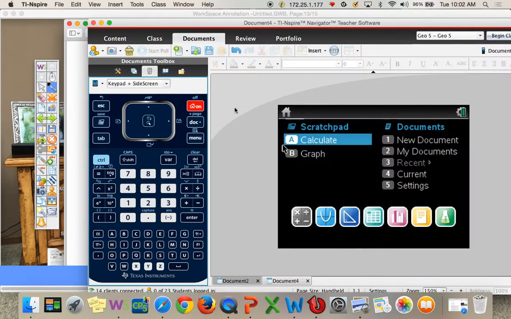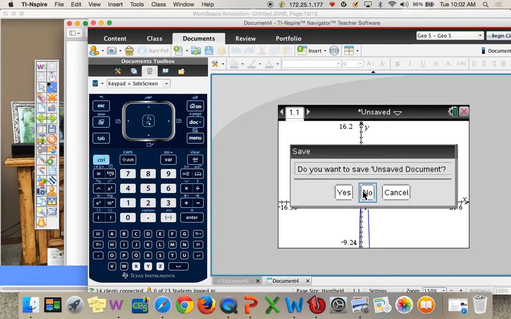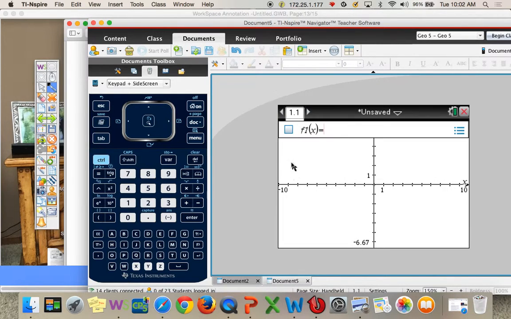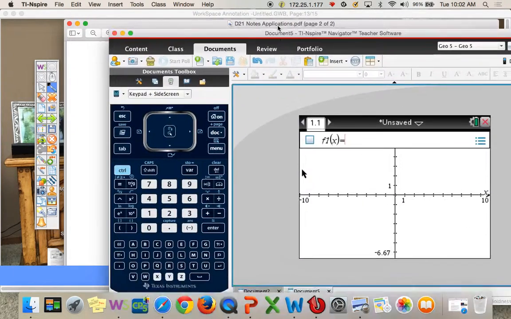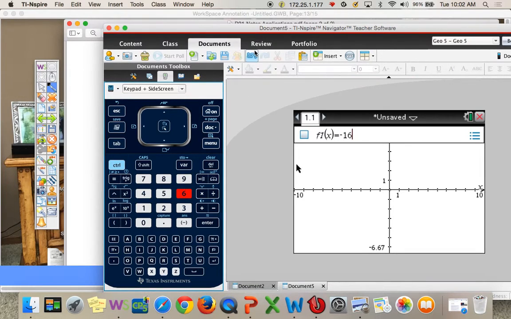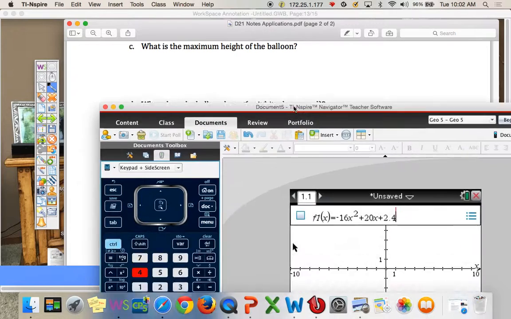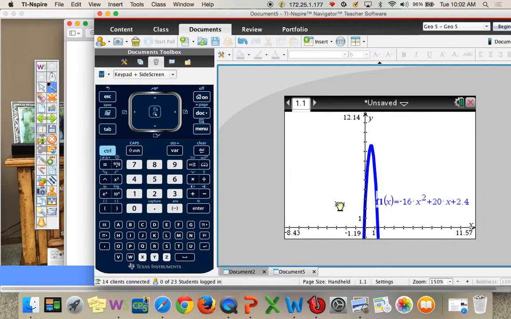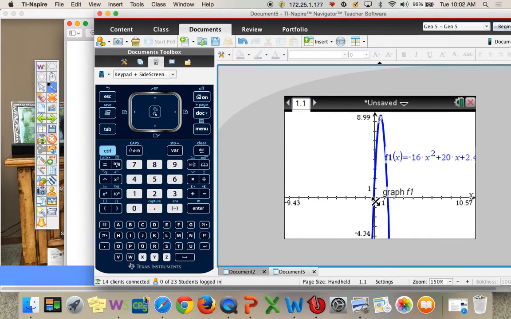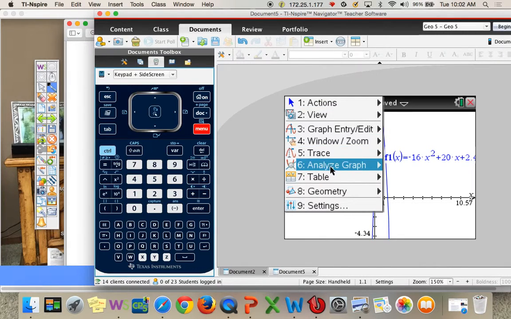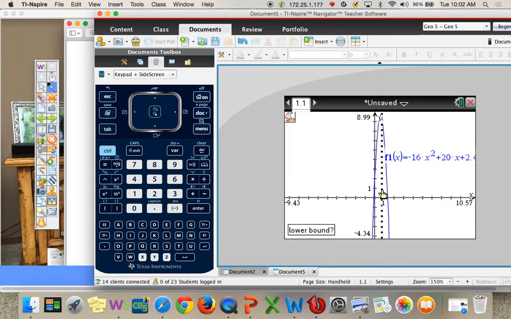So let's open a new graph page. And let's type this in. Negative 16, and we have to change the t to an x squared, and I think it was plus 20x plus 2.4. I better see if I did that right. Hit enter. And we're looking for the zeros. When does it hit the ground? One's negative. We don't want that one. So let's do menu, analyze graph. Let's do our 0. And we can see that at 1.36 seconds, it hits the ground.